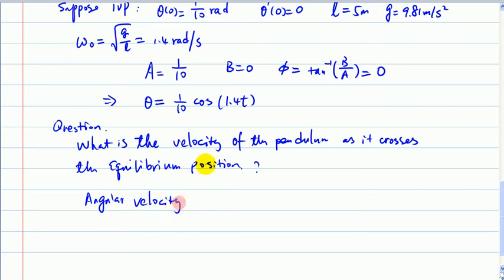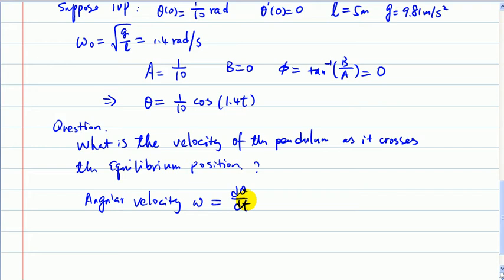Yeah, so you have to be careful here. This velocity is not angular velocity. This is actually asking for the linear velocity of the pendulum as it crosses the equilibrium position. Linear velocity and angular position are not the same, so we'll see that. Angular velocity is equal to d theta over dt, and we'll see what the linear velocity is.